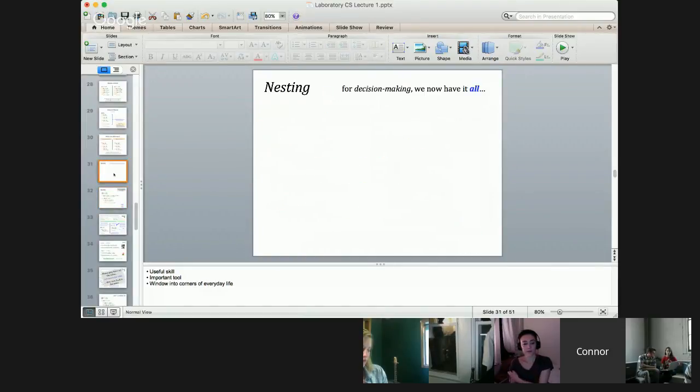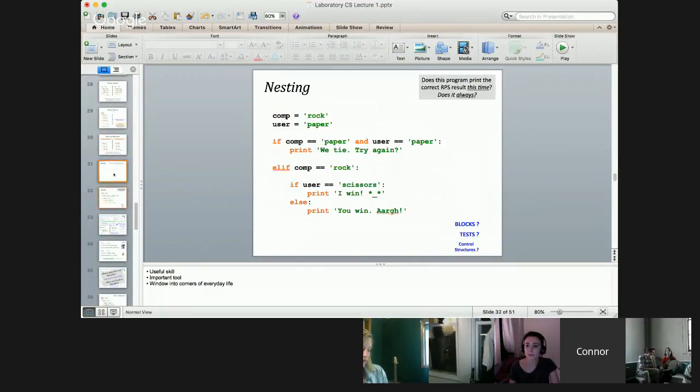So now the one last thing for decision making. We're going to start talking about the rock, paper, scissors that we were talking about earlier. Take a look at this. Let's walk through each of the lines.